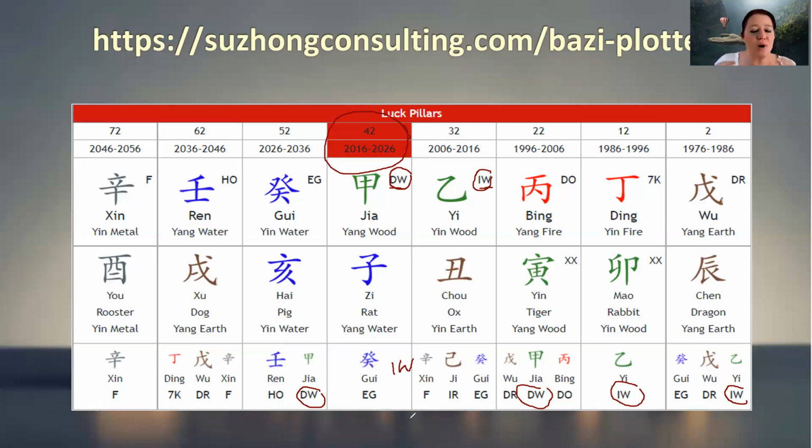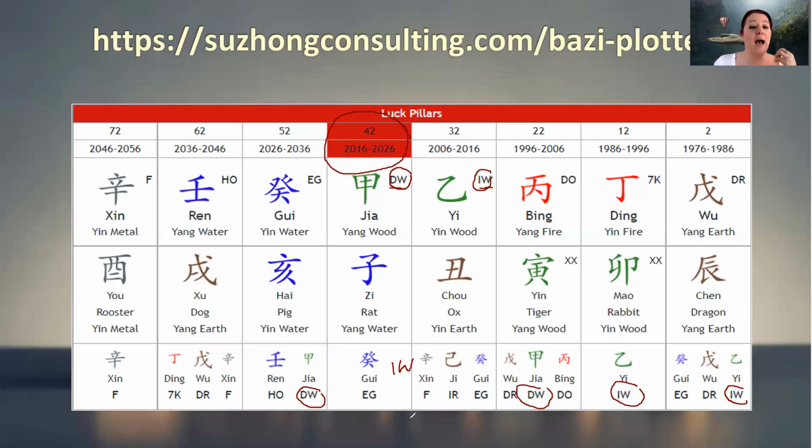Yeah, so going through a wealth luck pillar doesn't necessarily mean that the money is gonna fall from the sky and you are just winning the lottery left, right, and center. It means that yes, you have the potential to make money, but you have to work very hard for it. There are other elements that can indicate easy money, but we're not talking about those now.